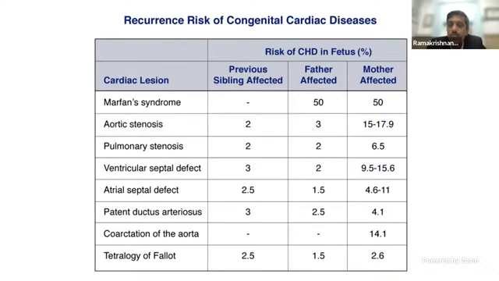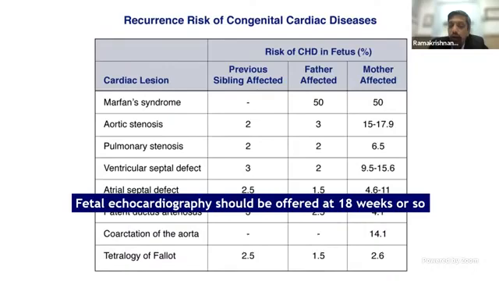So Marfan syndrome, we all know, is 50%. And if the father is affected, the most important thing is aortic stenosis has the highest risk. Ventricular septal defects and atrial septal defects have the highest risk if the mother is affected, and most of the conotruncal defects generally have higher penetrance. A previous sibling is roughly around a 2% risk to the fetus.